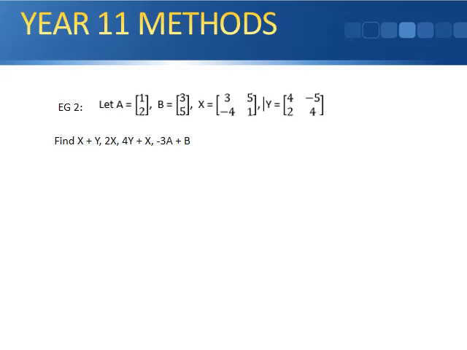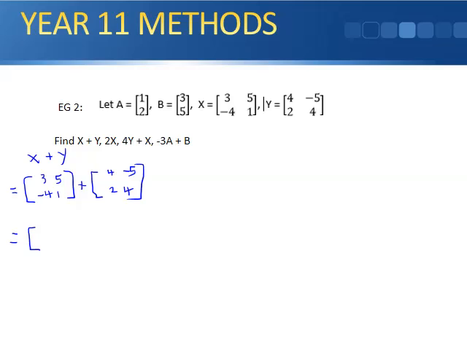Example 2, we've got 4 matrices here, A, B, X, and Y. And we have to do a few operations. The first one says X plus Y. So let's write X plus Y over here. My X matrix is a 2 by 2, 3, 5, -4, and 1. Make sure that you write this down. Don't just put the answer there. The Y is 4, -5, 2, and 4.